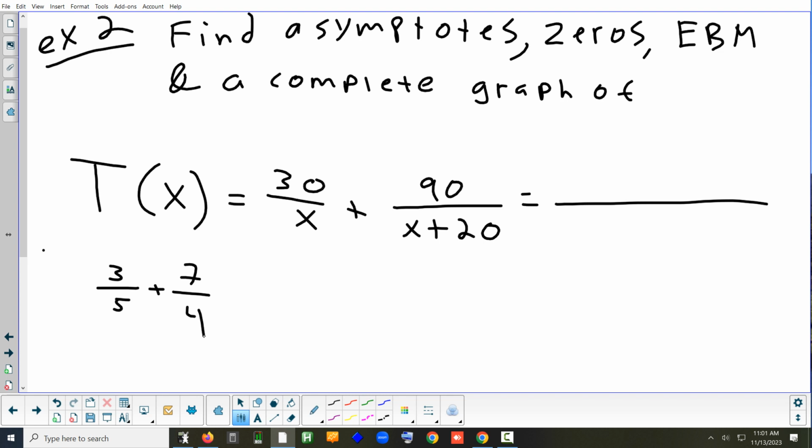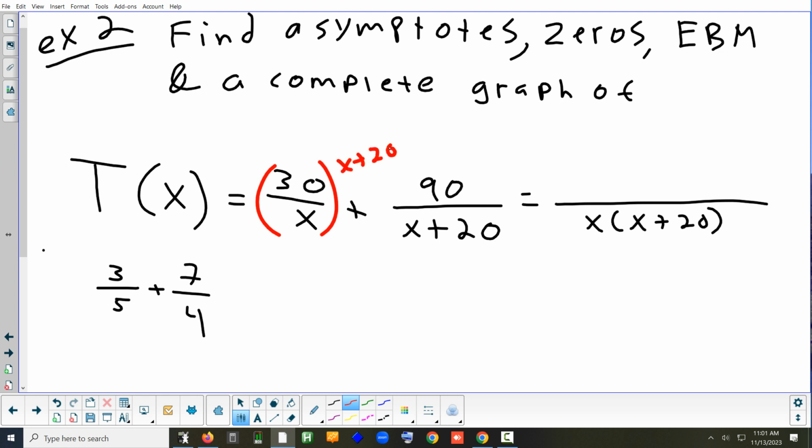Here it would be the first one times the second one. So it would be, yeah, you could write it as just x times x plus 20. Or you could write it out as x squared plus 20x. I'm just going to leave it as x times x plus 20 for now. Okay. So this denominator already had the x. What is it missing to make it have a common denominator? The x plus 20. It's missing the x plus 20.